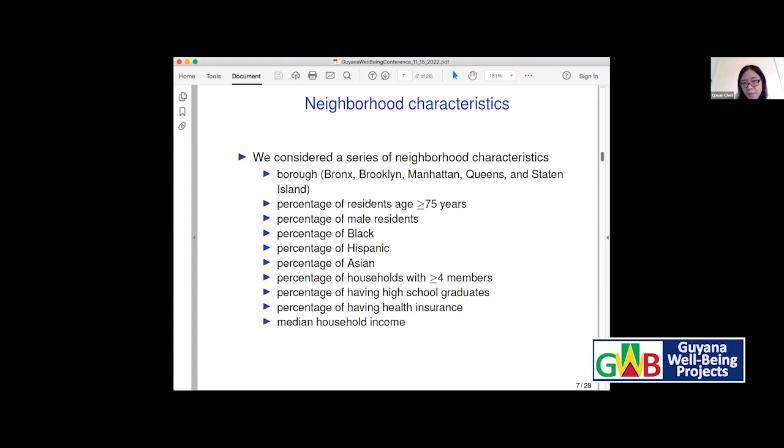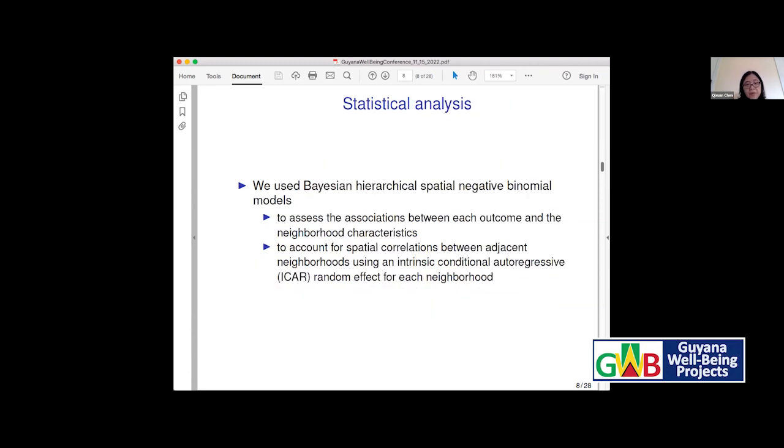Percentage of households with at least 4 members, because studies show large and small households have some impact on the chance of infections and also deaths. Percentage of high school graduates, percentage with health insurance, and median household income for each ZCTA. So all the measures are at the ZCTA level, the neighborhood level.